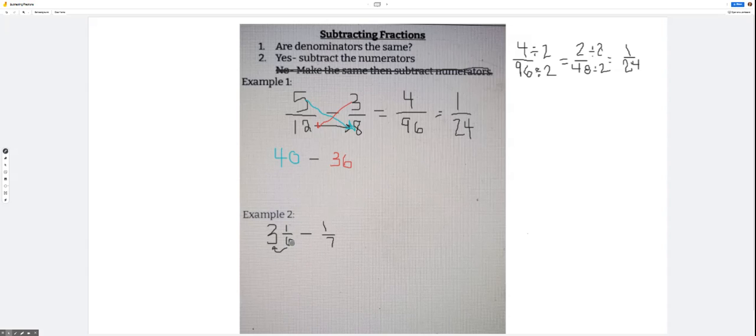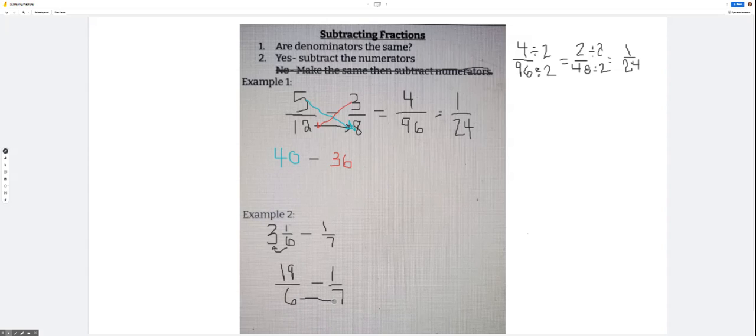And in order to do that, we do denominator times whole number plus numerator. So 6 times 3 is 18 plus 1 is 19. And we keep that denominator the same. So really what we're solving is 19/6 minus 1/7. Now we have a subtraction problem that is set up with two a over b fractions, just like our example 1, and we can do our trick.